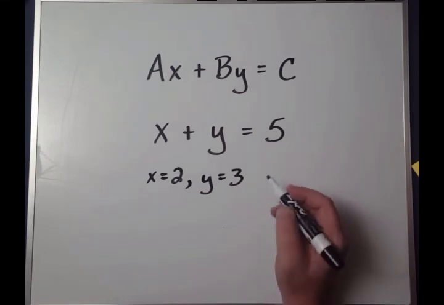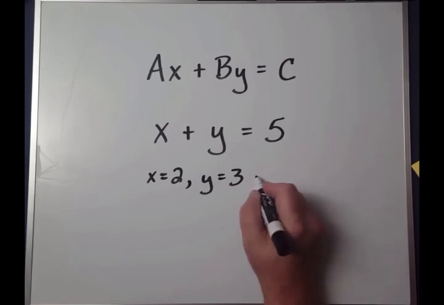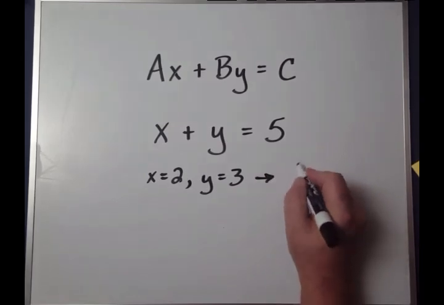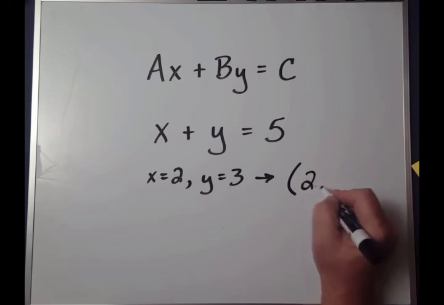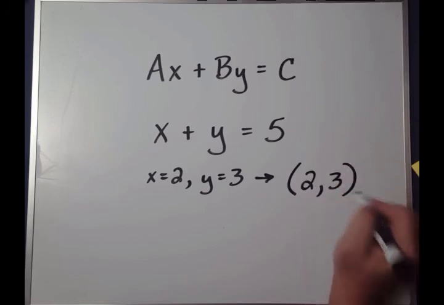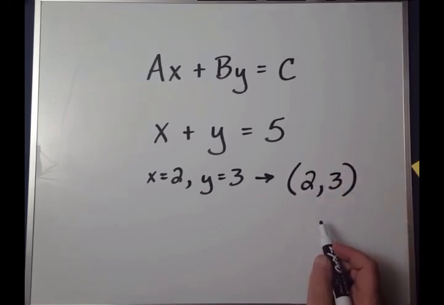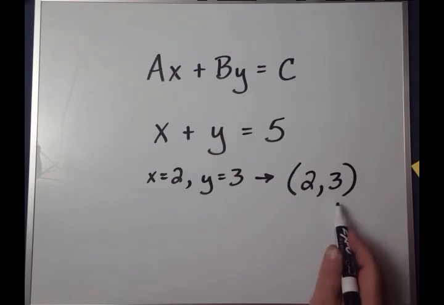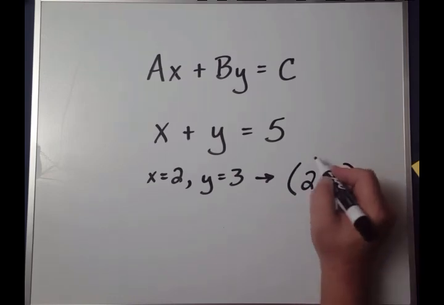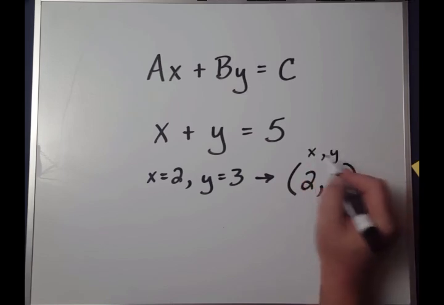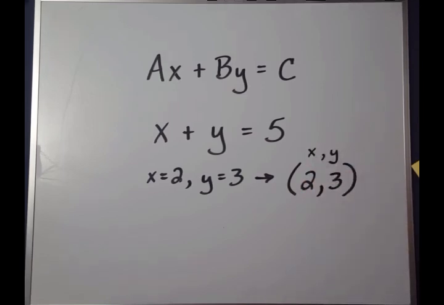When it comes to two variables, we have a way of writing this. We'll write this as an ordered pair. The ordered pair 2, 3, in parentheses, separated by a comma. It's an ordered pair because it's always in the same order. It is always x, comma, y. The x is always given first.